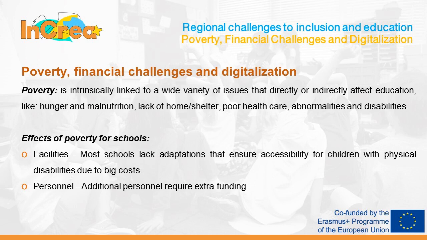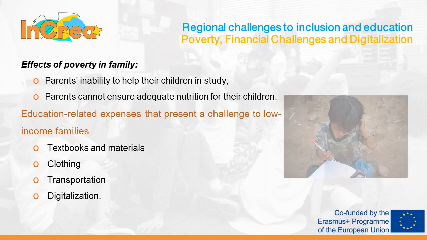Most schools lack adaptations or facilities that ensure accessibility for children with physical disabilities: elevators, railings, handicapped bathrooms, due to big costs. Also, additional personnel require extra funding, since there is inadequate human and fiscal capacity. From a family perspective, parents are unable to engage in their children's studies and cannot help them with assignments. And they can't ensure adequate nutrition for their children because of the high costs of food, and this has a negative impact on both health care, sanitation, and school performance.